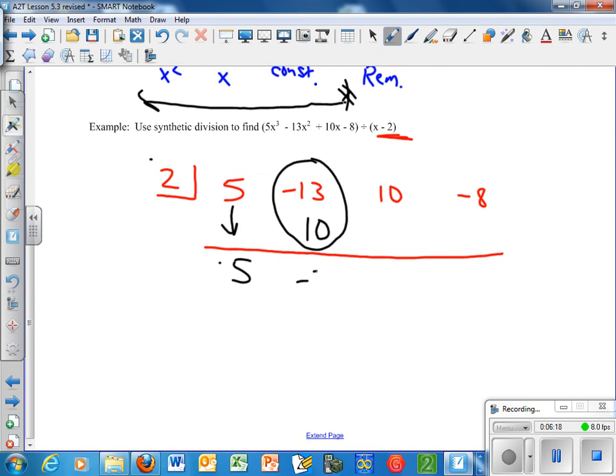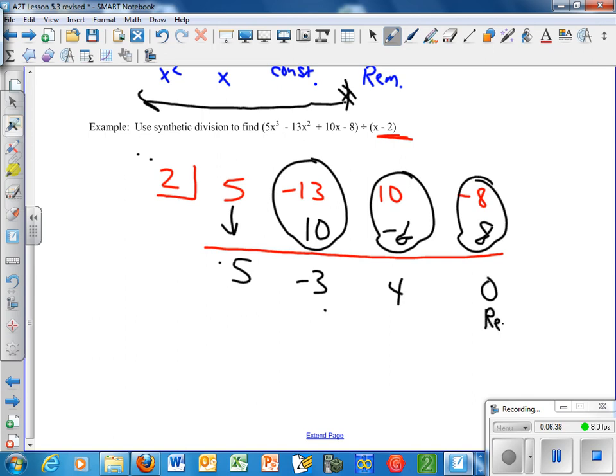Combine these two, that's -3. Multiply the 2 times your -3, which is -6, that goes here. Combine, 10 - 6 is 4. Multiply 2 times 4, that's 8. Okay, combine those, we get 0. There's my remainder, and I would suggest writing this stuff down. There's my remainder, so this is another 0 remainder problem.